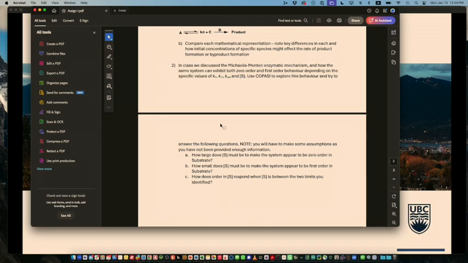If substrate is small, it looks first order. I want you to build that system in COPASI, and then actually try for yourselves to say, what does large or small mean? Now, by design, I have not given you enough information to quantitatively answer this. This is welcome to the real world.